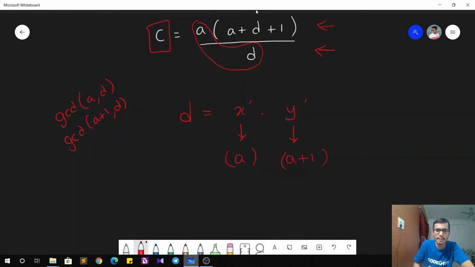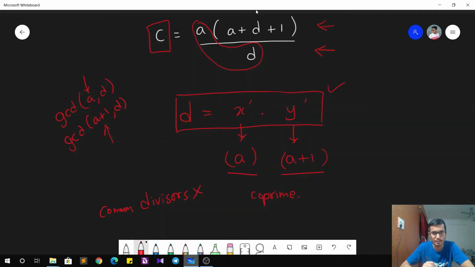So we are setting D as x dash into y dash, where x dash is some divisor of A and y dash is some divisor of A plus 1. That way it cancels out with the divisors of the numerator. And note that A and A plus 1 are co-prime with each other, meaning that they don't have any common divisors. So it is guaranteed that the values of D that we would be getting, that is x dash into y dash, would be unique.